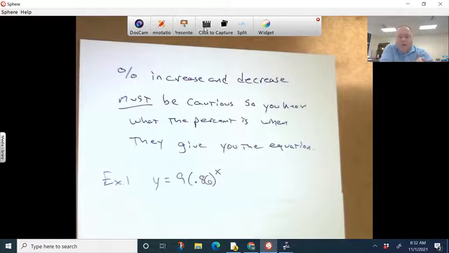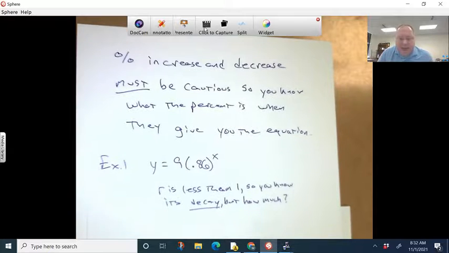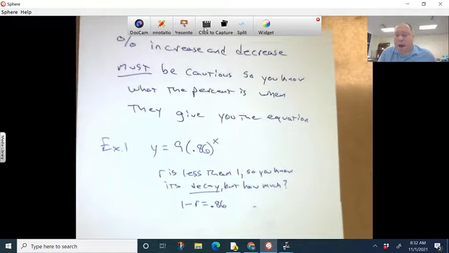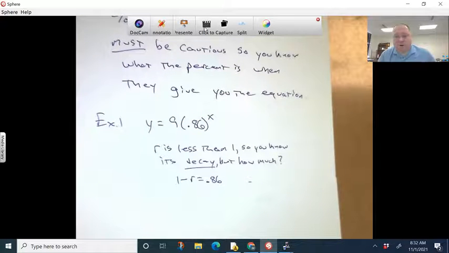So let's just say that we have this generic formula here. So we have y equals 9 times 0.86 to the x. Now, first things first, I have to determine, is that an increase or a decrease? Is it a growth or is it a decay? Well, how I know is because this number is less than 1, it is decay. But then I have to figure out how much.